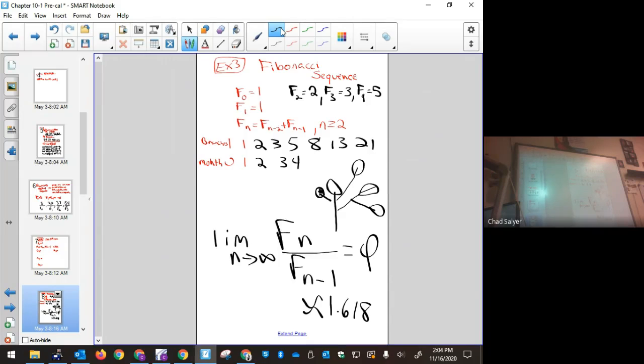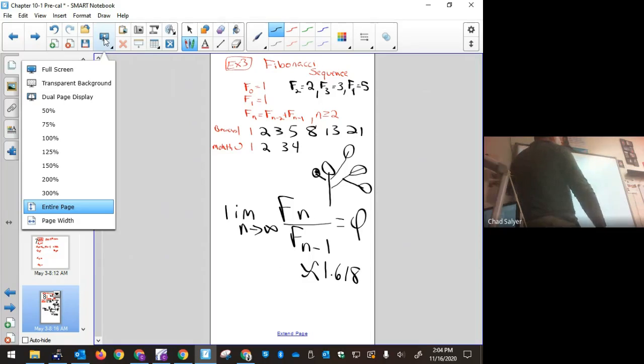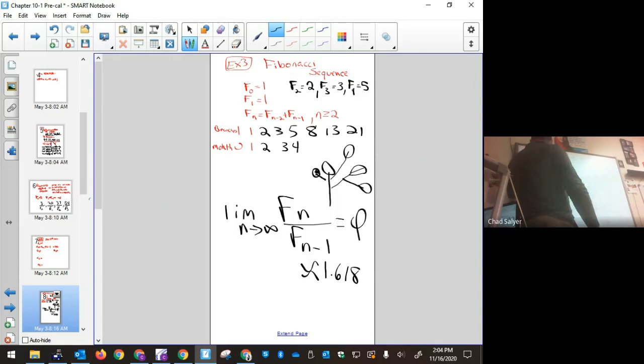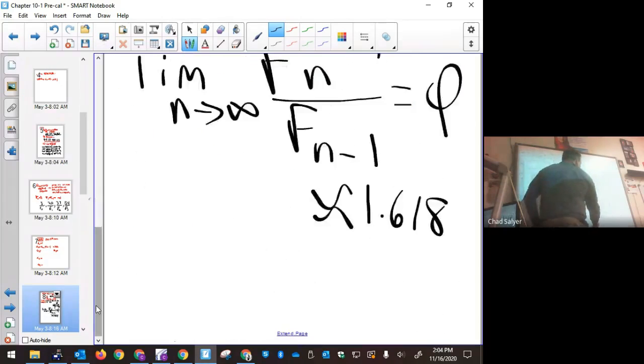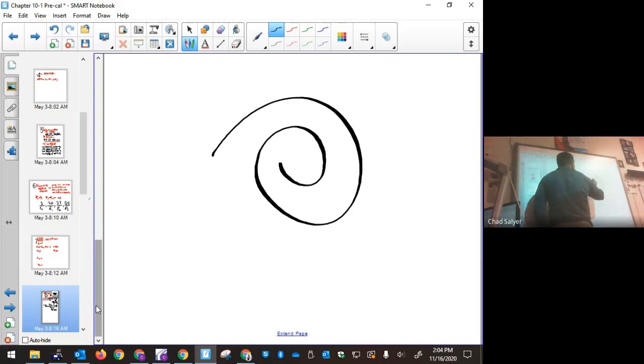If you take the chambers of a nautilus, you know what a nautilus is? It's a big old snail creature that lives in the ocean. So its shell is kind of like this. If I were to take any of those chambers versus the next chamber, I would get that ratio of 1.618.